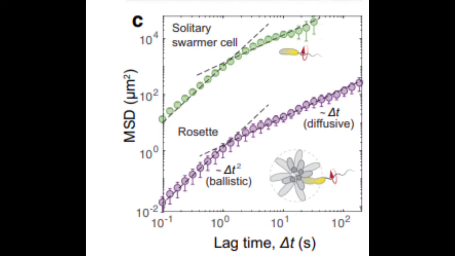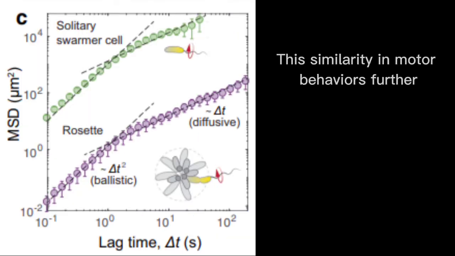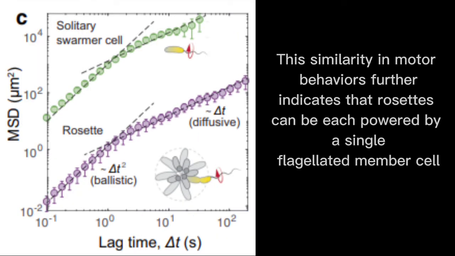The restoring time characterizes the reorientation timescales of both solitary cells and rosettes, as indicated by the match of the crossover times within the ballistic and diffusive regions revealed by the MSD analysis. The similarity in motor behaviors further indicates that rosettes can each be powered by a single flagellated member cell.